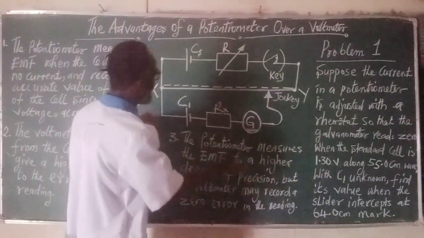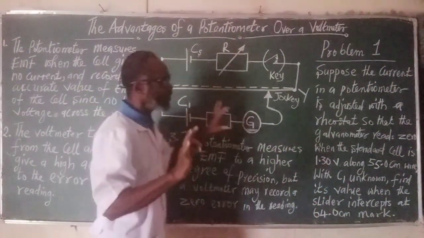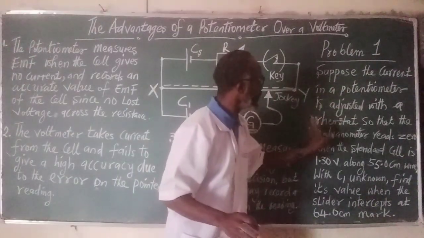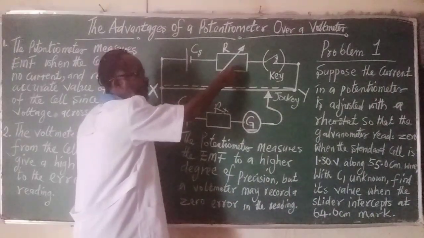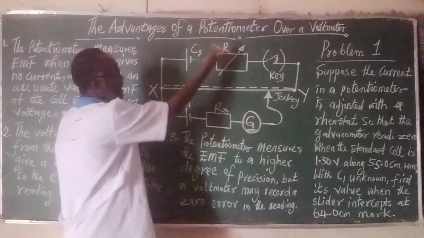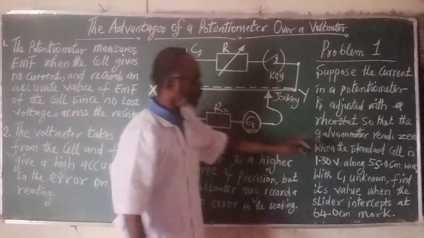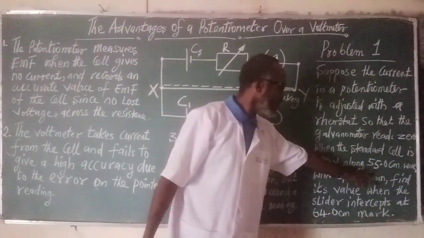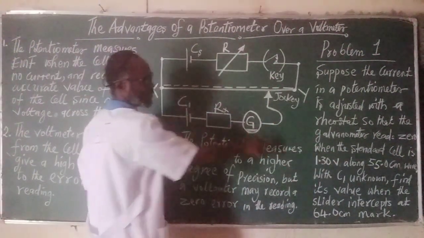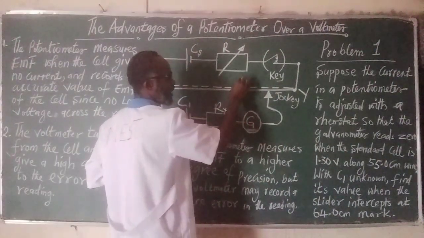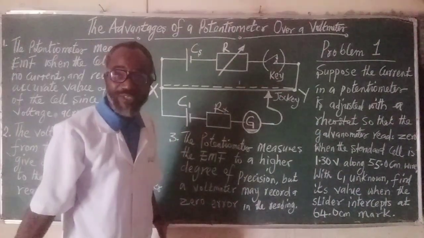So what the question says is, as the whole thing is set up and current begins to flow, what happens in a potentiometer? This current is being adjusted by a rheostat. Once it's adjusted, the slider or the jockey is slid to a point 55. Suppose this is 55, all right? At this point, the potential drop is 1.30. That's what we're trying to say.